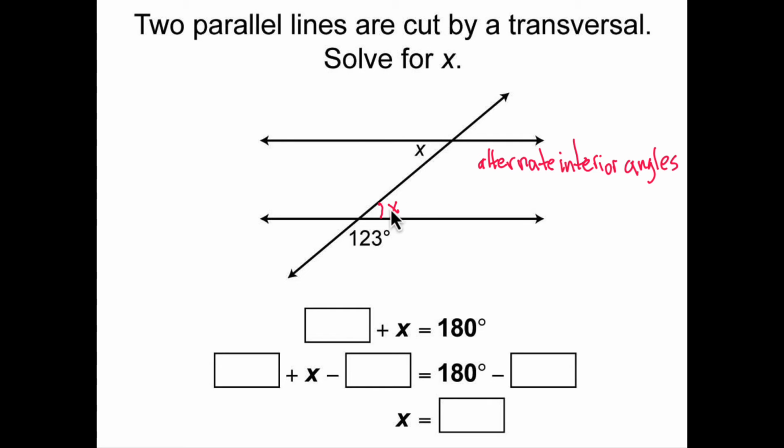And now angle x and 123 degrees are supplementary, as you can see they're right next to each other. So now we can solve an equation. 123 degrees plus x equals 180 degrees.